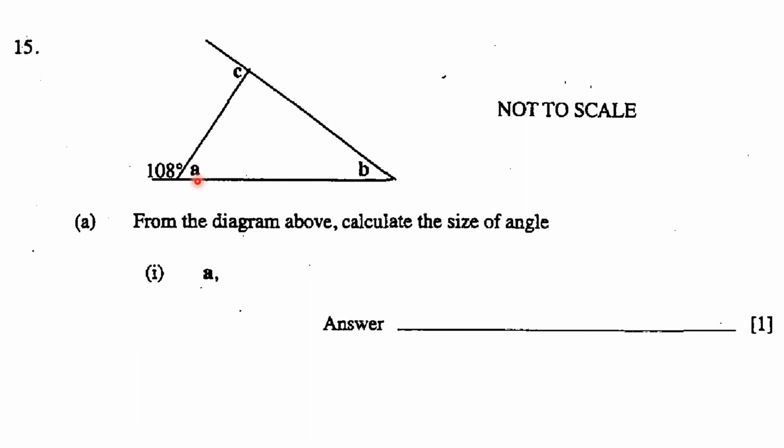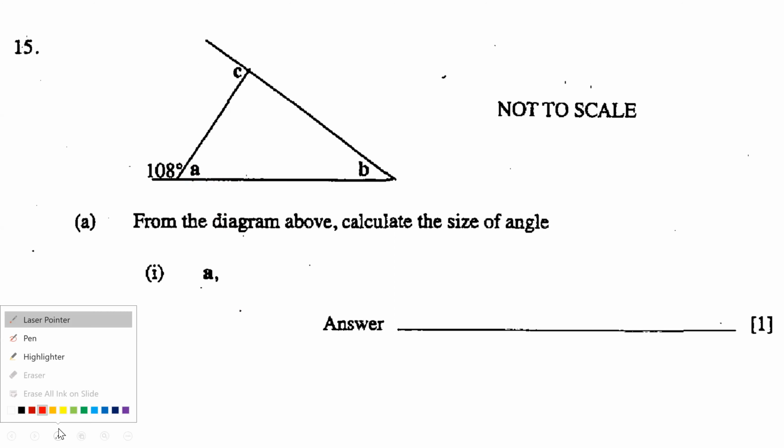Notice that we have angle A here, and the idea is that angle A and 108 are on a straight line at a common point. Angles on a straight line at a common point add up to 180 degrees. So 108 and A add up to 180 degrees.